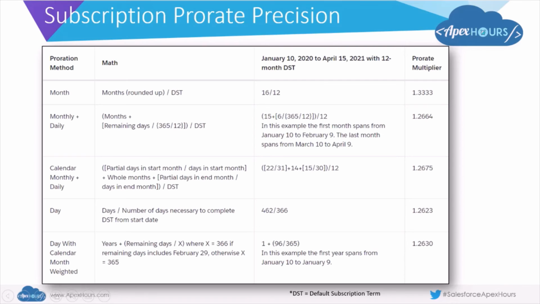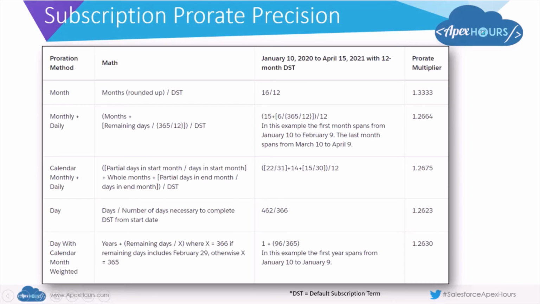So if you remove the Jan and the April pieces, you have February to March, which are complete months, and it gives you 14 months, right? So it applies the applicable formula, and you can see there are 22 days divided by 31 days, where 31 is the number of days in January, plus 14 complete months, plus 15 days in April divided by the 30 days in April. So it looks at those and calculates accordingly for those partial months and gives you a prorate multiplier, which is similar but not exactly matching the monthly plus daily approach.